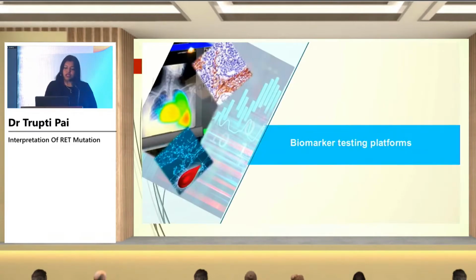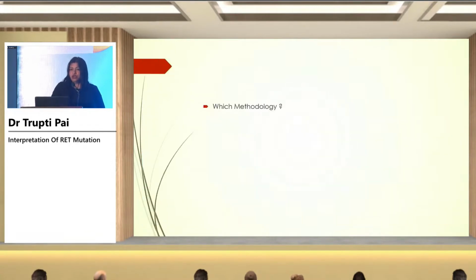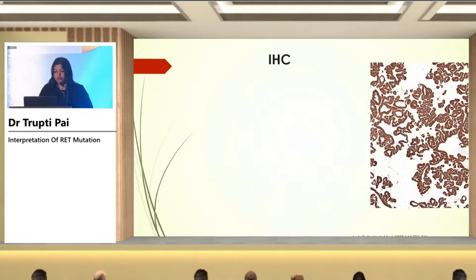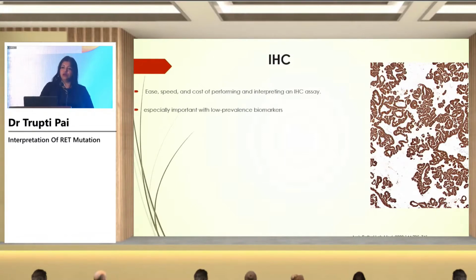Coming to biomarker testing platforms, there is always a question of which platform to prefer for which biomarker. It depends on whether you want to test at the DNA level, RNA level, or protein level. The first platform is IHC. For a pathologist, it is very easy, fast, cost effective, and interpretation is easy. In lung, ALK is a very successful story, where IHC is now a predictive biomarker. With ROS1, it is mostly a screening test.